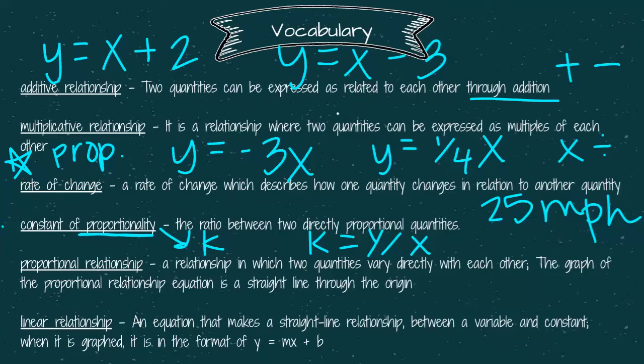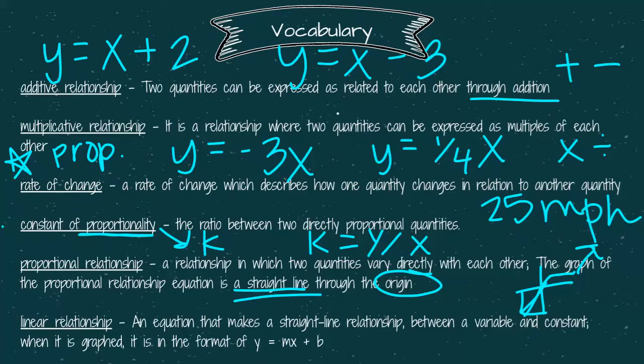A proportional relationship is a relationship in which two quantities vary directly with each other. Most important thing to remember is that a proportional relationship has to be a straight line that always goes through the origin. So if it does not go through the origin, it is not going to be proportional. And even an example where maybe it goes through the origin, but it's not always a straight line, that would not be a proportional relationship either.